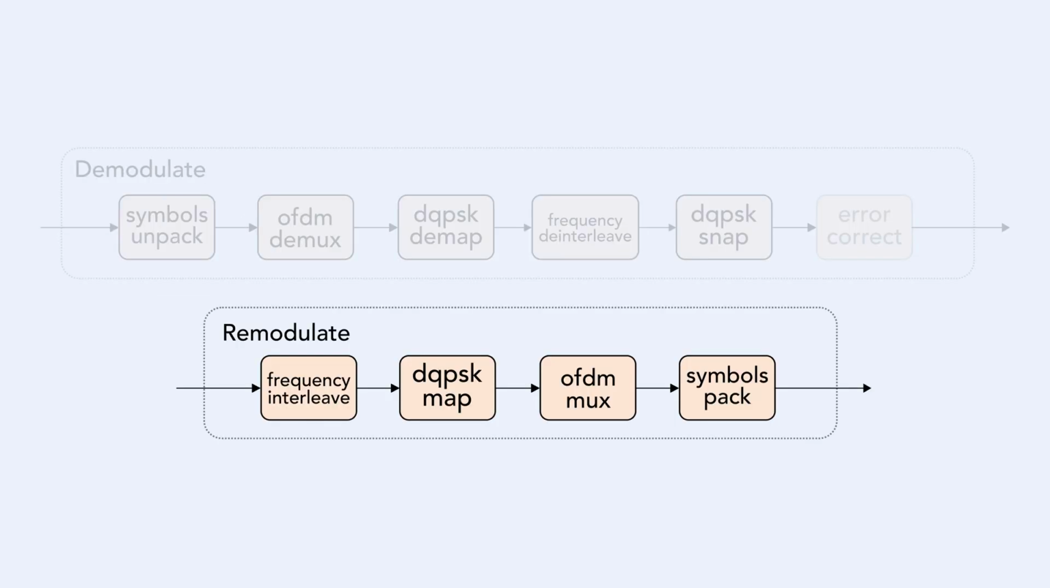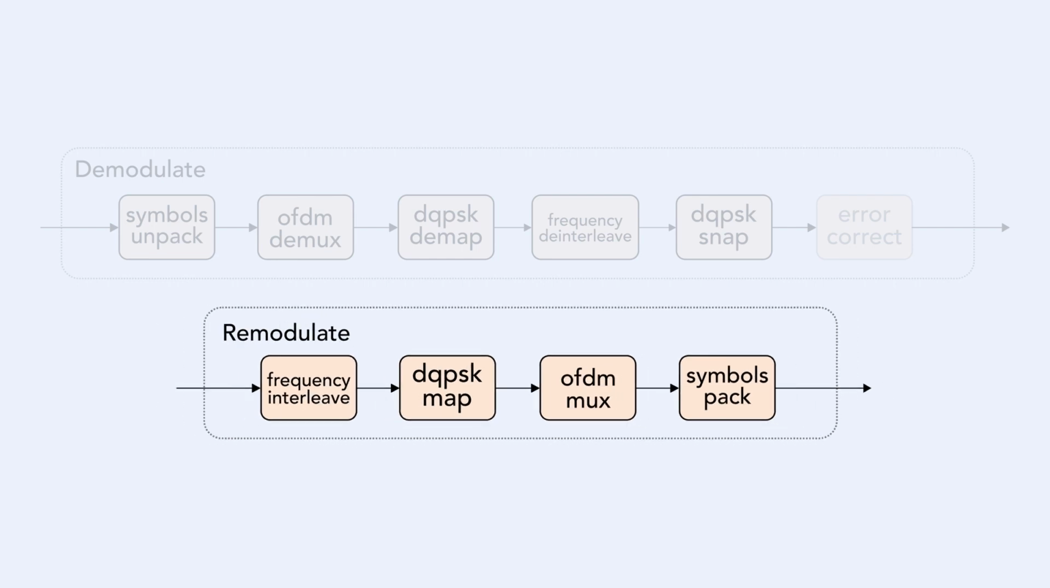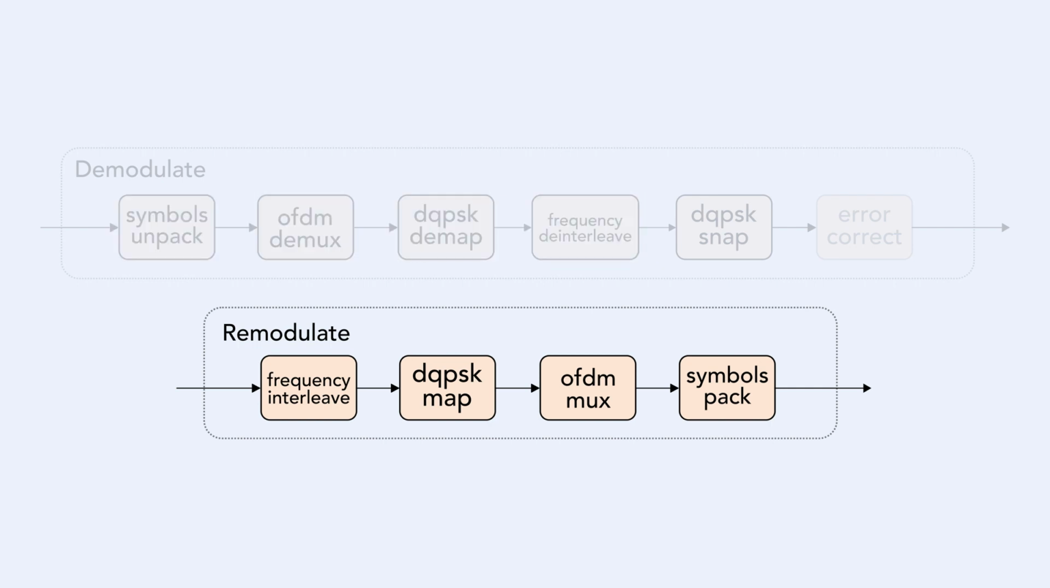The remodulate block is somewhat simpler after considering the demodulate block. Notice that the 4 subblocks here are the inverses of the first 4 subblocks of the demodulate block. For example, previously there was a DQPSK DMAP subblock, and now there is a DQPSK MAP subblock, and so on.